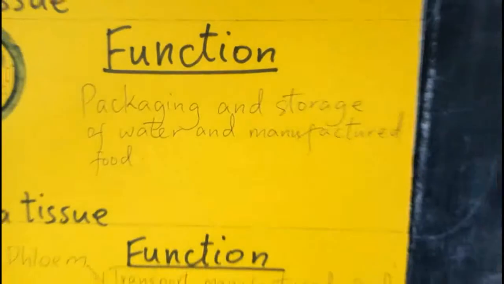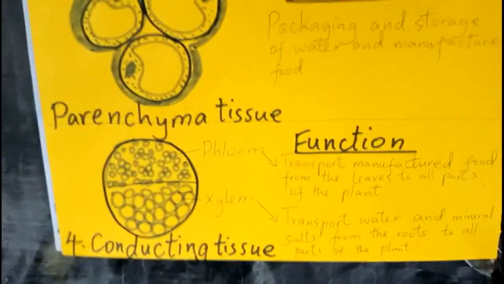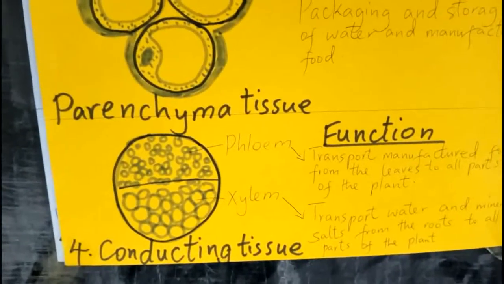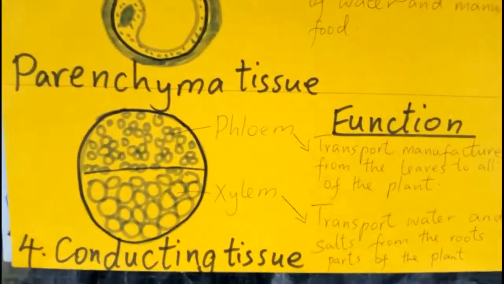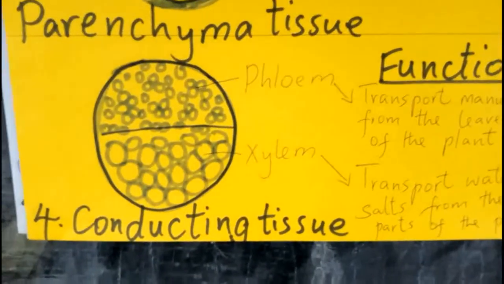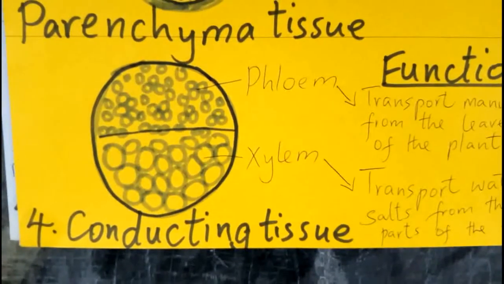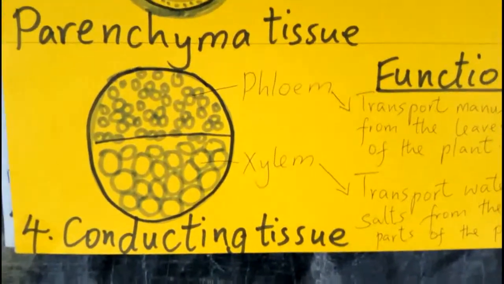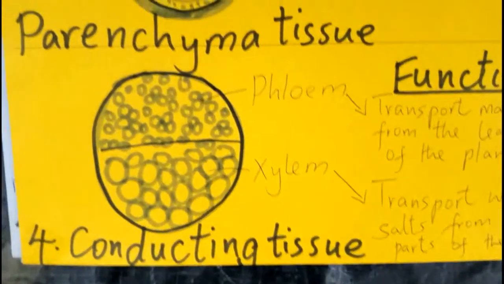Let us go to the last one, which is number 4, the conductive tissues. You can call them the conducting tissues as well. They are also referred to as the vascular bundles. The vascular bundles are divided into two. We have the phloem and the xylem.